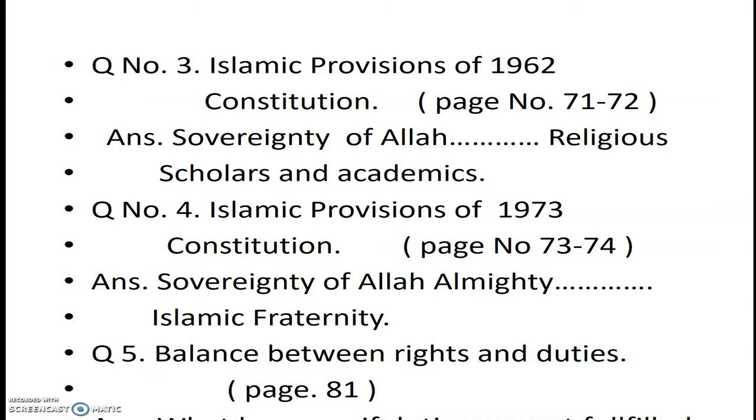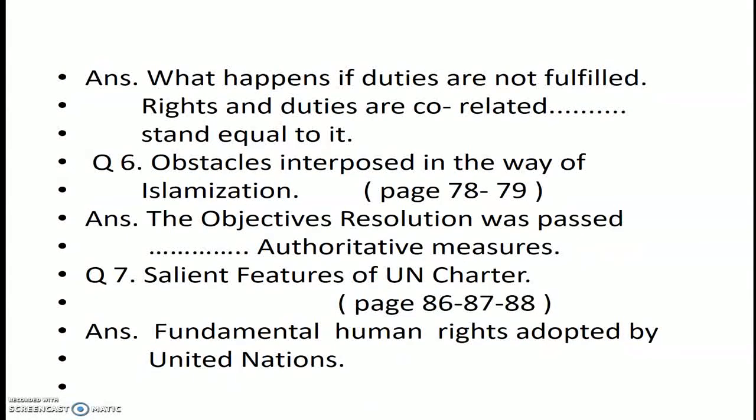Question number 5. What happens if the balance between rights and duties is not maintained? Discuss. The answer is provided on the page number. The answer starts from what happens if duties are not fulfilled. Rights and duties are correlated.